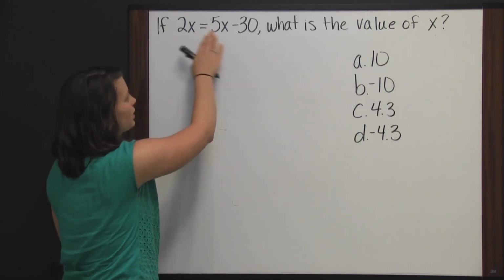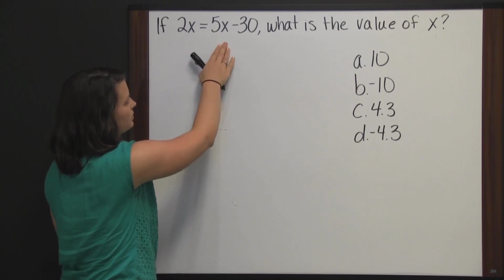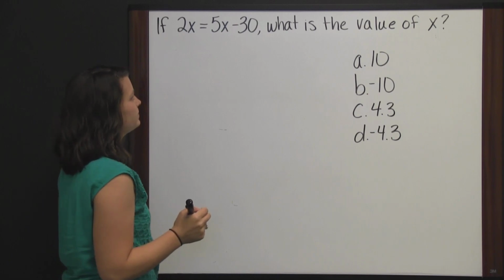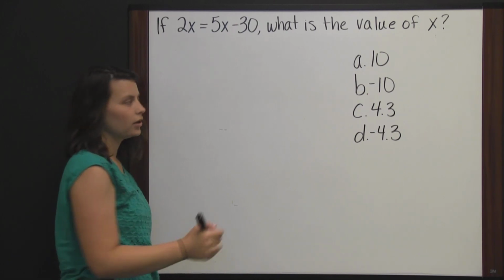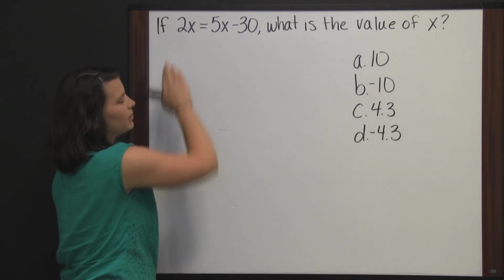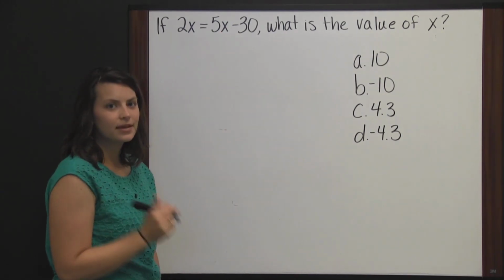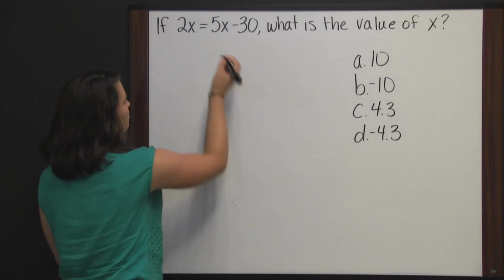We can either subtract 2x from both sides, and that way we would get rid of 2x on the left side, or we can subtract 5x from both sides and get rid of 5x on the right side. I'm going to subtract 5x from both sides.